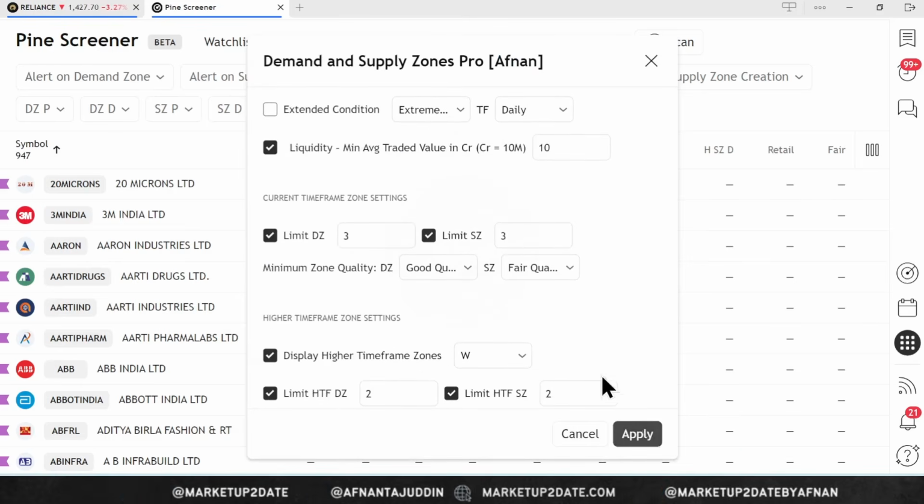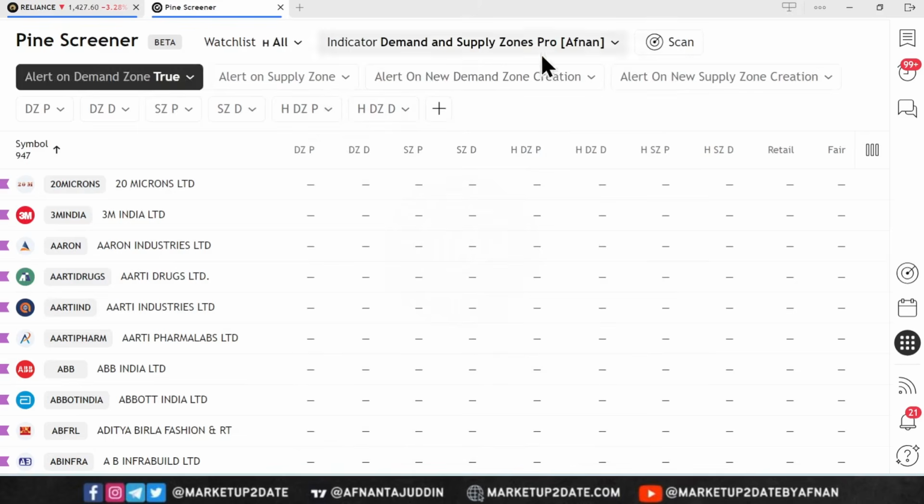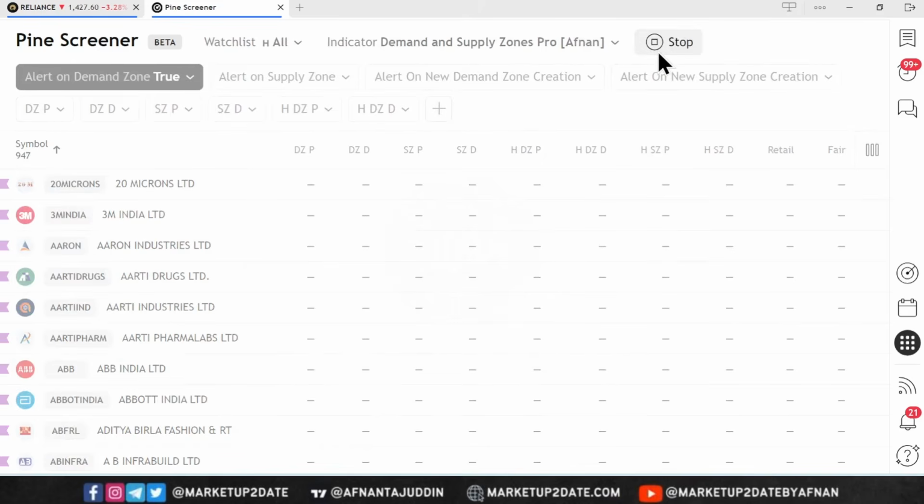In the filter list, you will now see options like on-demand zone and on-supply zone. Let us say I want to find all stocks in my watch list that are currently approaching a demand zone. I will select on-demand zone, ensure my watch list is selected, and click the scan button. Finally, you run the scan. Now you analyze the results.